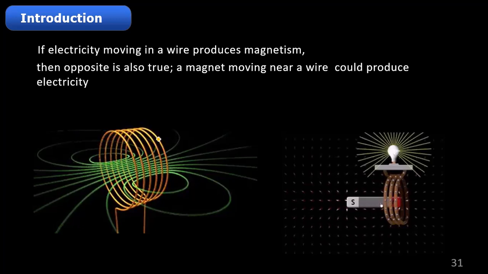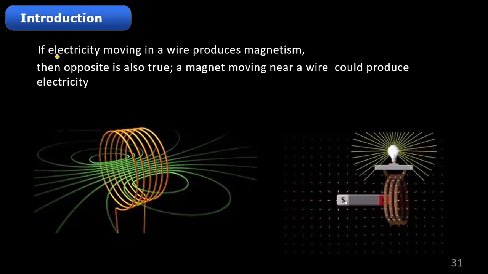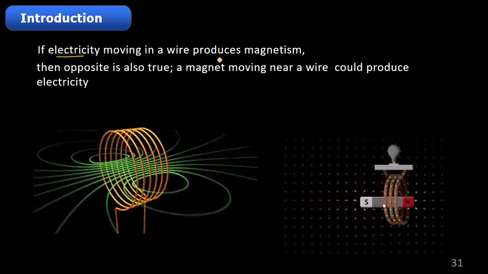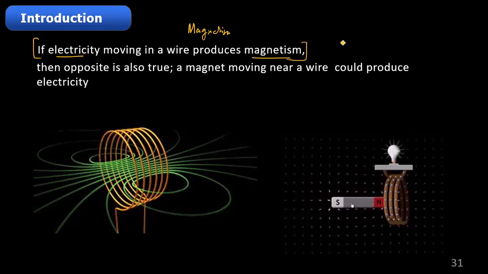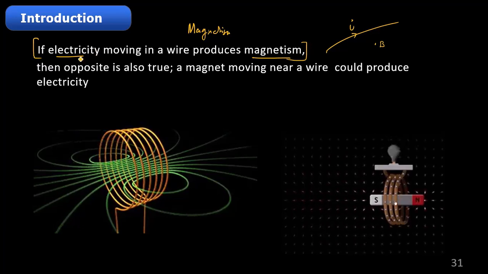Now, what is the essence of this chapter? If electricity moving in a wire produces magnetism, this is the first topic that we learned, in the magnetism chapter. Whenever there is a current carrying wire, let us say a current I is flowing through this wire, a magnetic field is produced at a distance from the wire. So if electricity in a wire produces magnetism, then the opposite is also true.